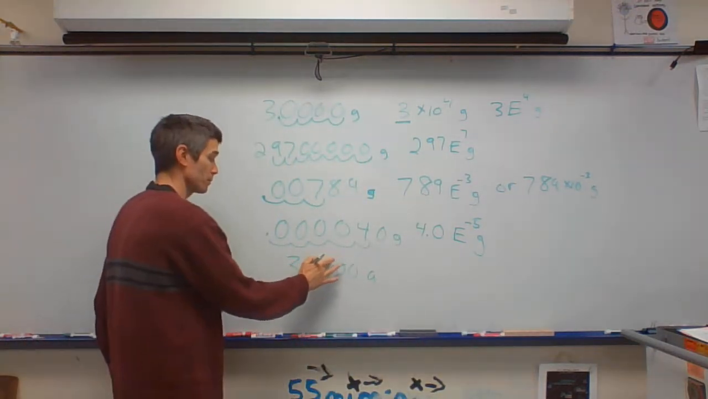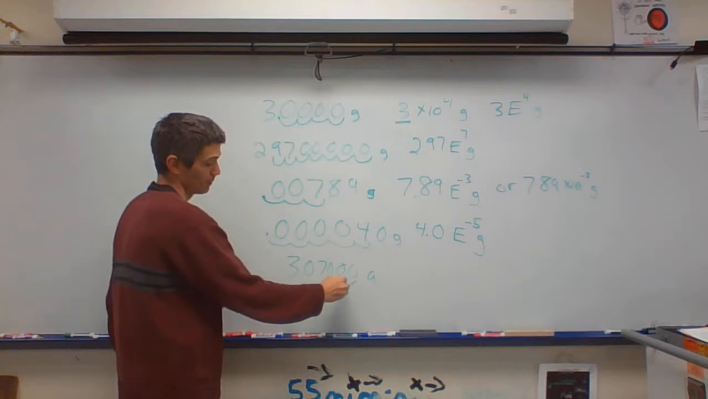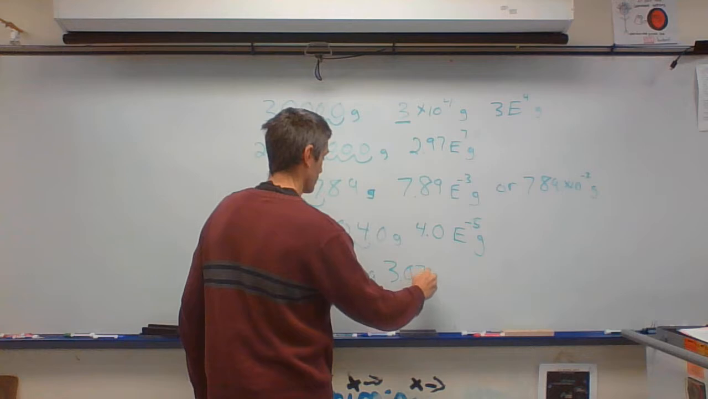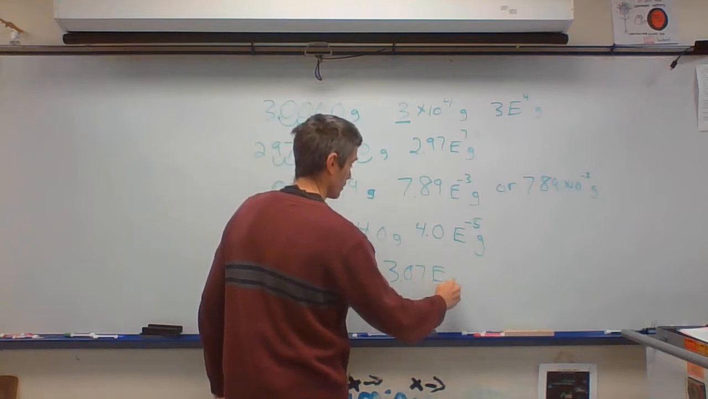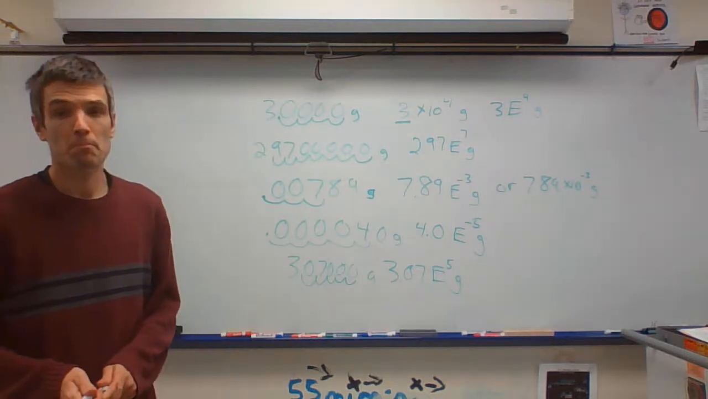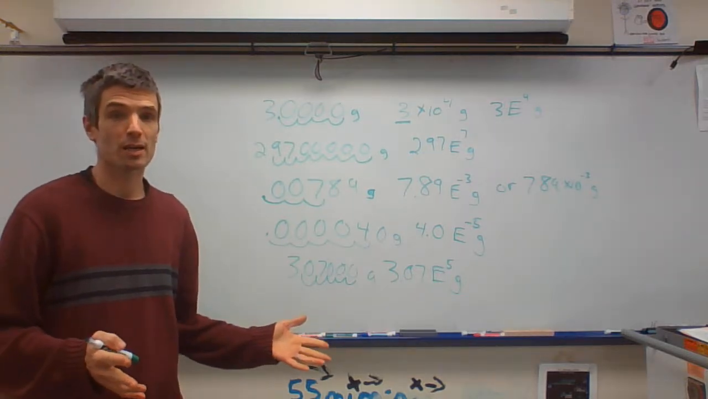And this would be 3.07e to the fifth grams. And that's how you write numbers in scientific notation.